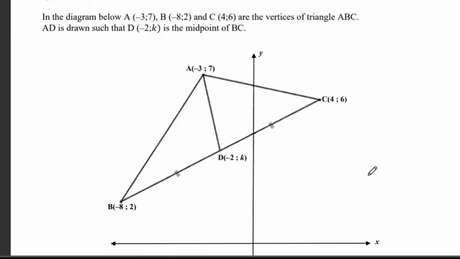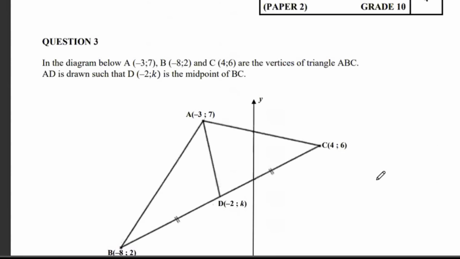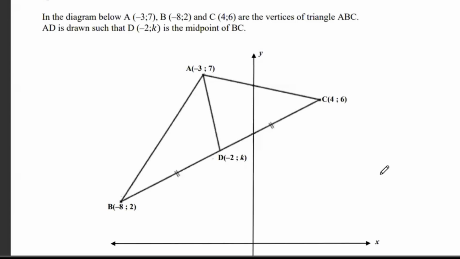Then question number 3, which is usually the analytical geometry, okay? This carries quite some substantial amount of marks, and we need to pay attention to how we approach this question as well. So question number 3 is telling us that in the diagram below, we have A, which is (-3; 7), B, which is (-8; 2), and then C, which is (4; 6), the vertices of the triangle ABC. Then AD is drawn such that D is (-2; K), and K is the midpoint. So the keyword here is the midpoint of BC.